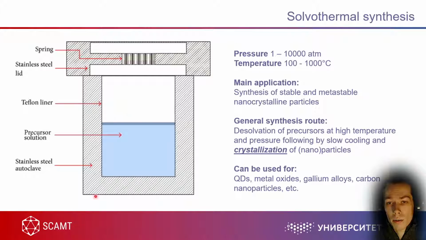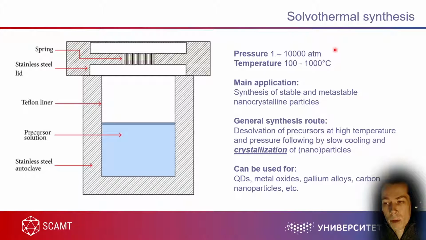I think most of you saw how to produce particles using solvothermal synthesis. You need a stainless steel autoclave and a Teflon liner. And you place your precursors dissolved in some solvent, you close this with the stainless steel lid and place it in some heater. So solvothermal synthesis, as you can see, is thermal synthesis. So it uses temperatures basically above 100 degrees, and some elevated pressure.